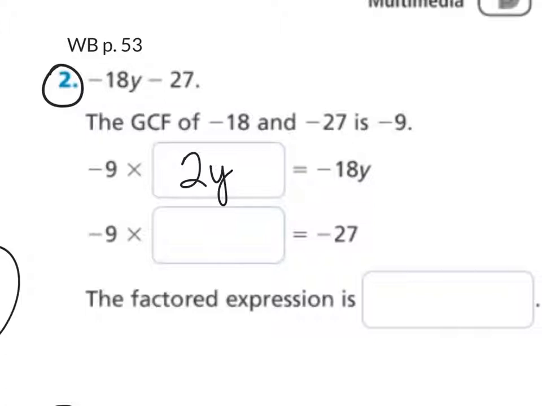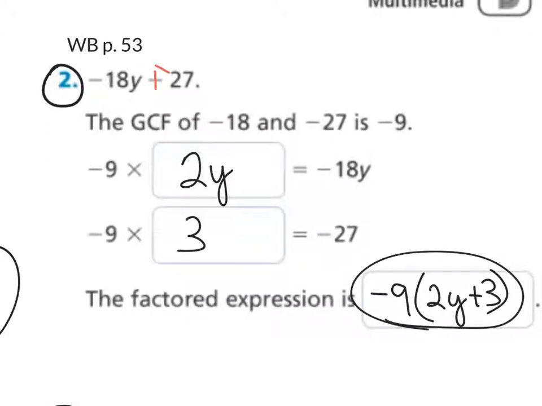If you want to, on this one, you can add the opposite. We need to think about that as a negative 27. Negative 9 times 3 would be negative 27. So our factored expression would be negative 9 times the quantity 2y plus 3. Again, technically, you could factor out negative 3 or 3 or 9, but factoring out negative 9 is probably going to be the most beneficial as you go along in math.